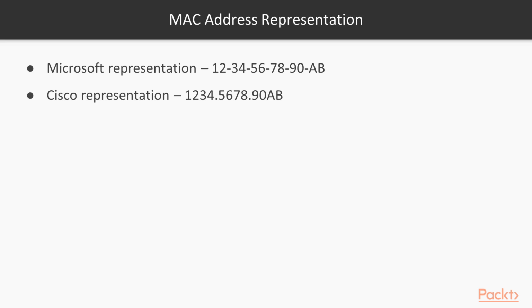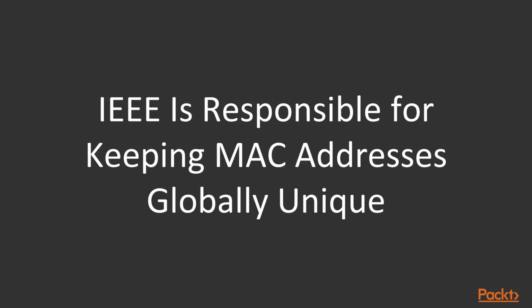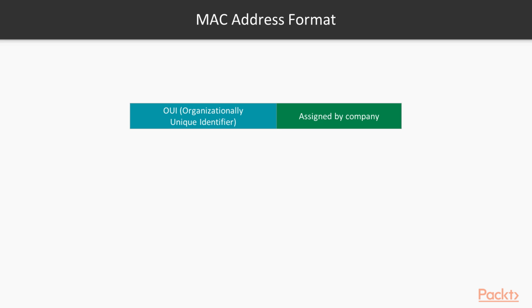As I mentioned in the previous slide, MAC address is globally unique. But who is responsible for this global uniqueness, and how does it do that? IEEE is responsible for keeping MAC addresses globally unique. How? By assigning the first 24 bits to each company.